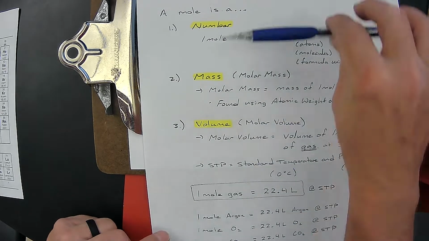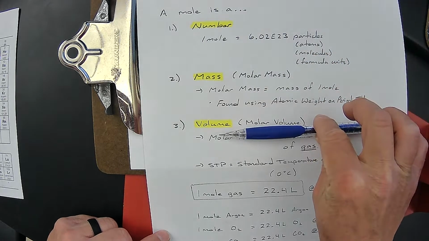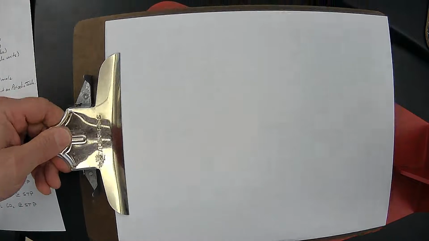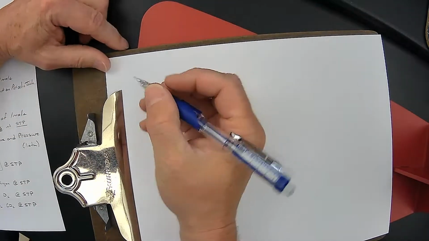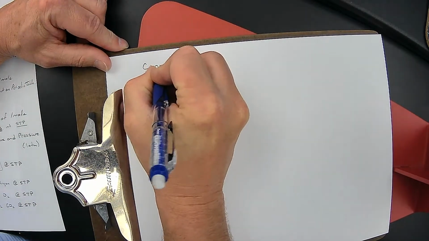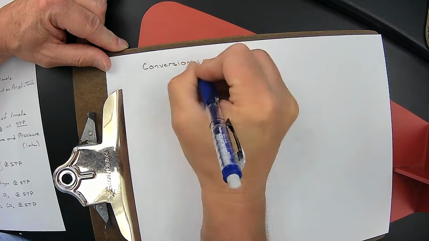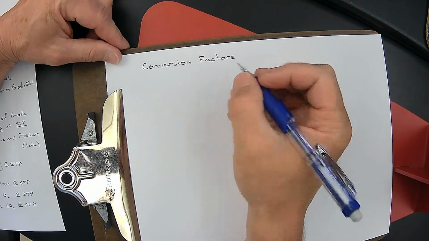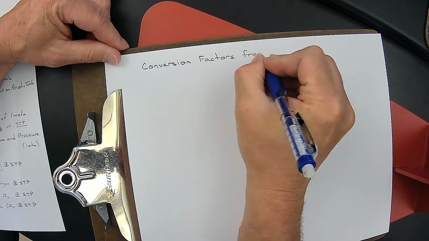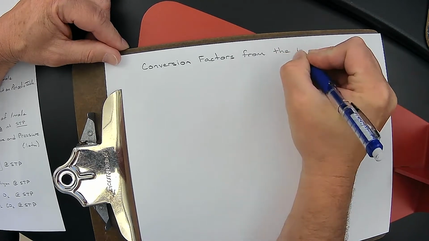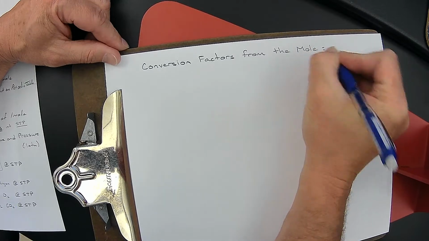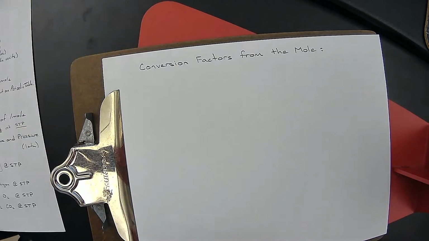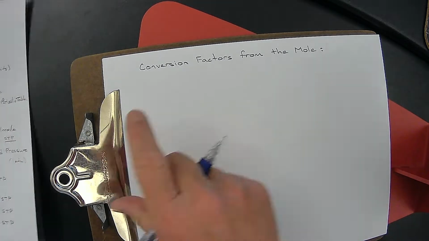So what we're going to do today is take these equivalent statements and form what are called conversion factors. So in our notes, we're going to title our notes Conversion Factors from the Mole. You may turn your notebook sideways if you would like in putting these notes down. It's just going to be a little bit wider than it is in length. So I want to write it like this, going sideways.